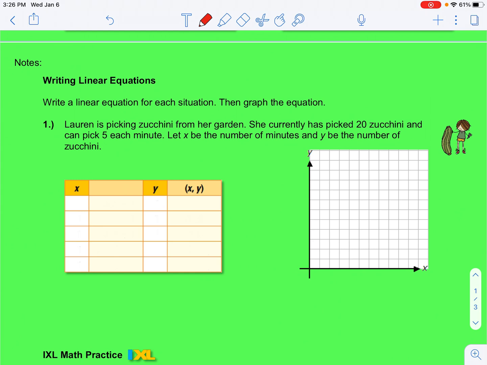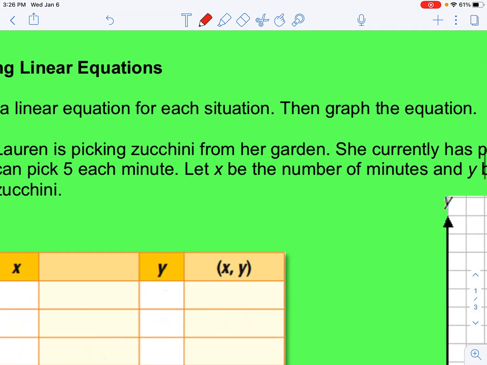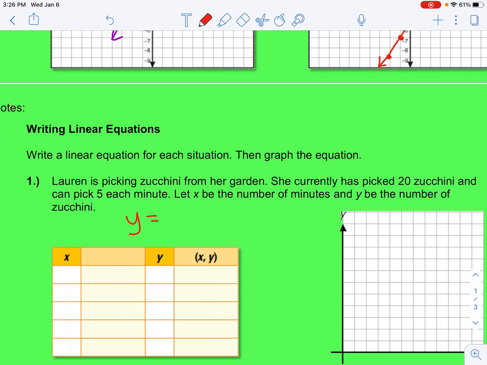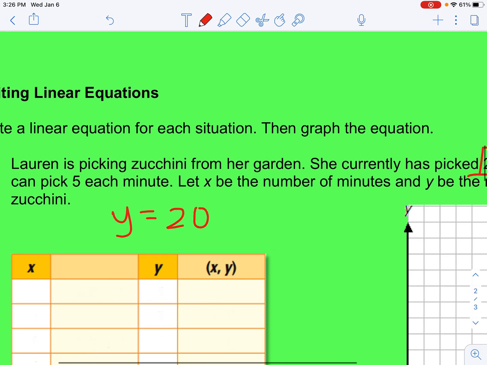Alright, so we need to write an equation for this. So we're just going to stick with x's and y's. We're not going to go crazy with different letters like we have in the past. So we always start with y equals. Y is the number of zucchini that she has. We don't know how many zucchini she has. Okay? We know she has already picked 20. So she already has 20 no matter what. But she can pick 5 each minute. We don't know how many minutes that she is picking for. So we need to multiply 5 times however many minutes she's going to be out. So 20 plus 5 times x.